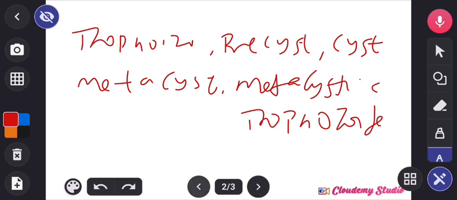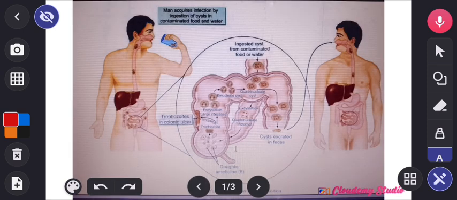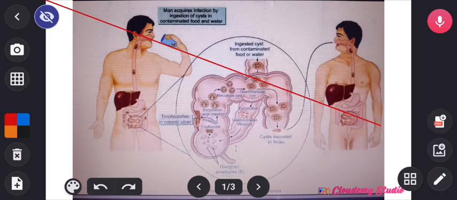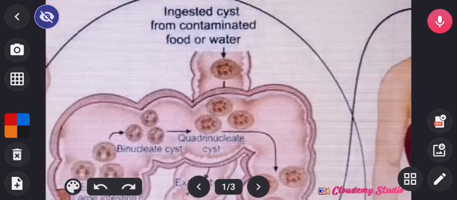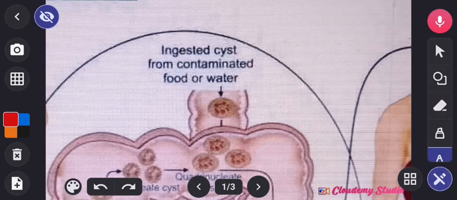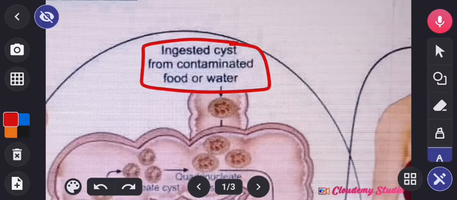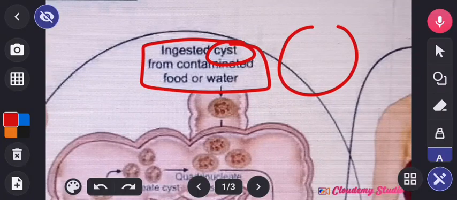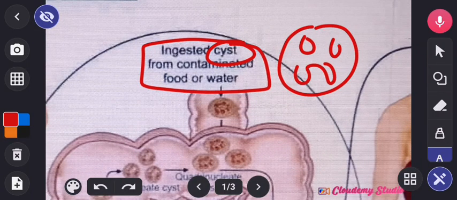What is the infective form? Which one infects humans? It is what we know as a mature quadrinucleate cyst. So a human gets infected by ingesting a mature quadrinucleate cyst, which you are seeing here, from contaminated water. A quadrinucleate cyst, which means a cyst that has 4 nuclei, can stay viable under moist conditions for 10 good days.